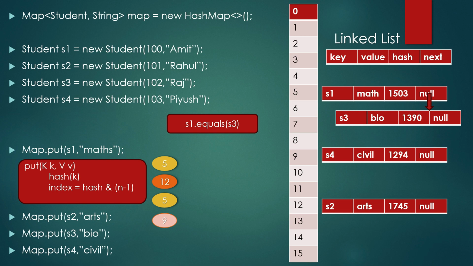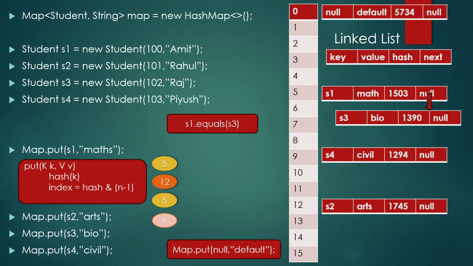Okay, now the interviewer may also ask you, can I add a null key here? So you can say that yes, we can add a null key here only once. Okay, so in this case, the null will be stored on the 0th index of this bucket. Okay, like this. So this is all about the internal working of HashMap.